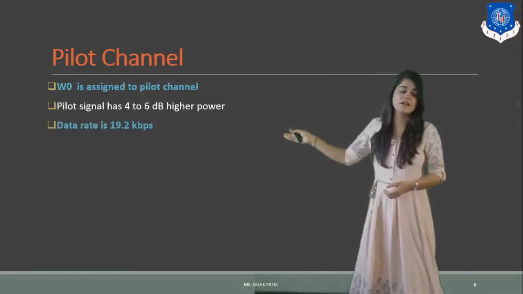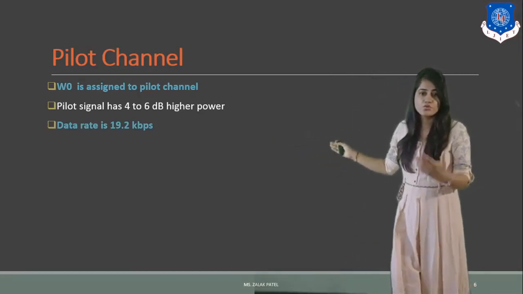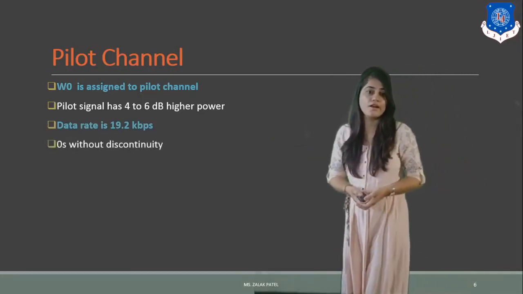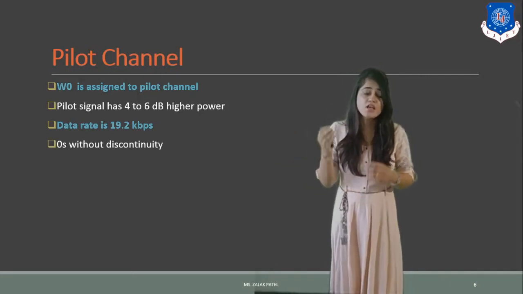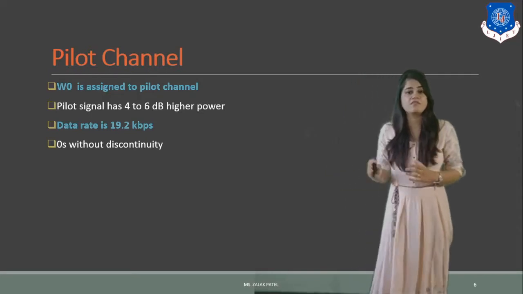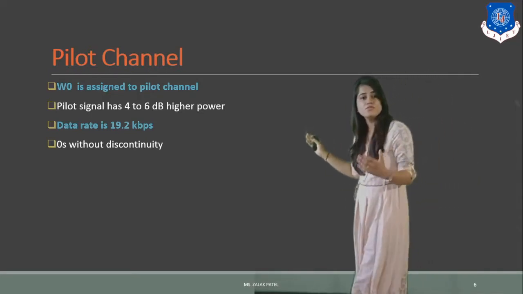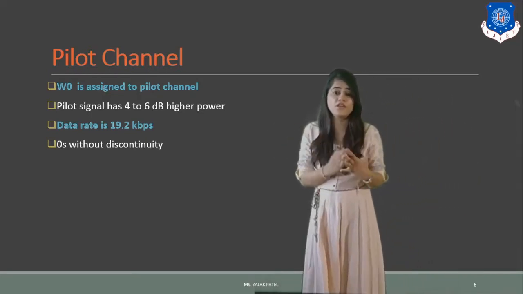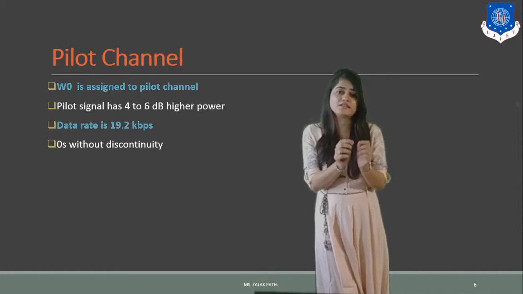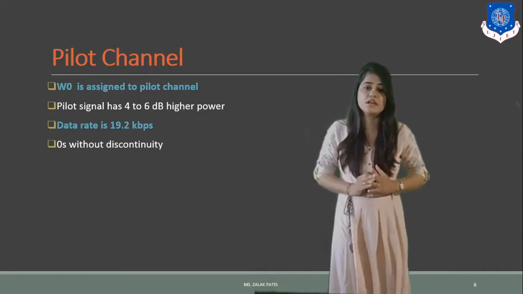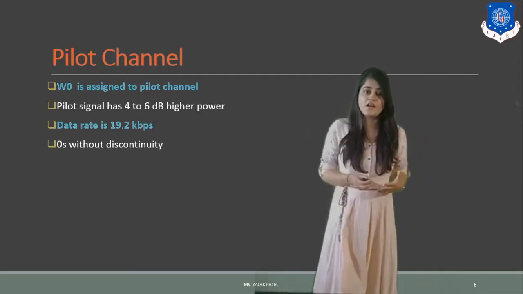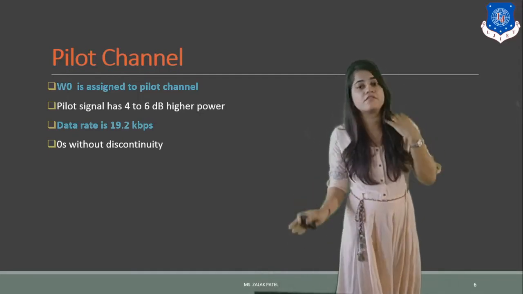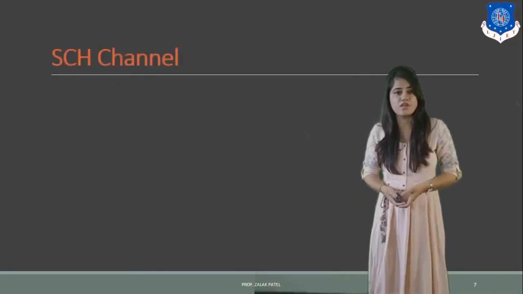For the pilot channel, the data rate is 19.2 kbps, and how can we identify that this is the pilot channel? The pilot channel can be identified by continuous zeros, meaning without discontinuity. If a sequence of zeros is generated for the pilot channel, then we can identify that this is the reference channel.